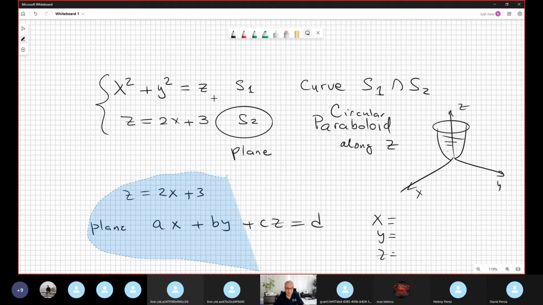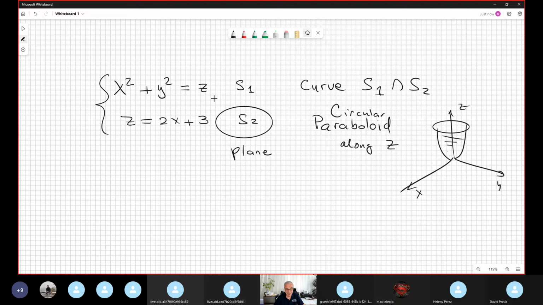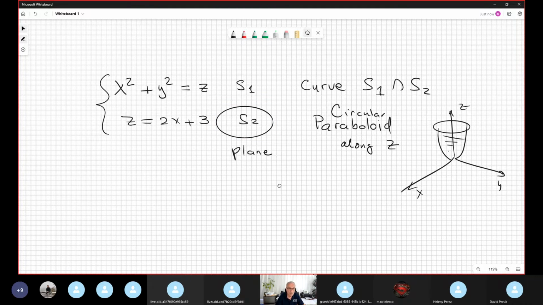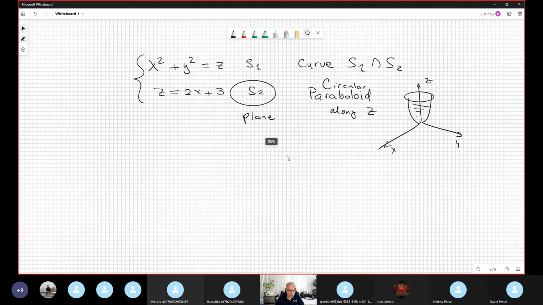Basically, I understand that at the beginning it is hard, but you have to remember. If you don't remember, you are in big trouble. Big trouble. Okay, so now the parametrization.